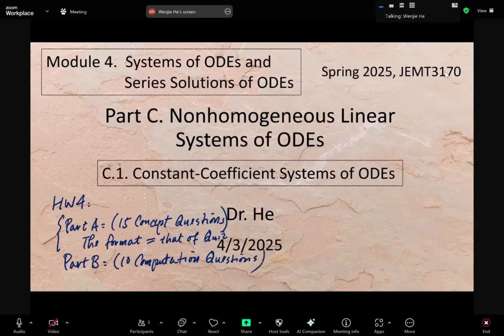I posted the last 10 computation questions, all about Fourier analysis. The last quiz is all about Fourier analysis. Then the final exam.